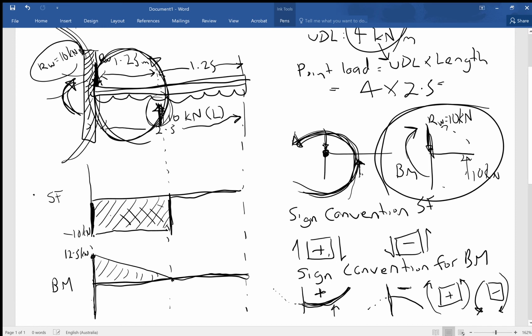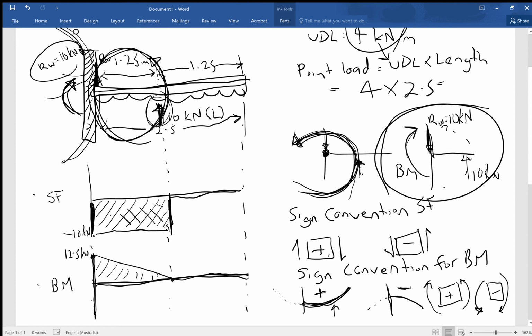Follow the forces. And then for your bending moment, you need to ascertain whether you're dealing with a positive bending moment or a negative bending moment. Smiley beam, positive. Sad beam, negative. Okay, so that is the diagram if you're dealing with a point load.